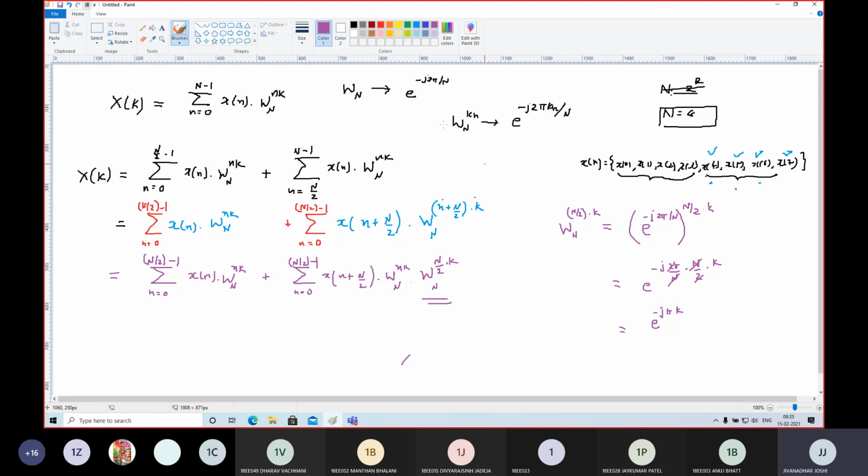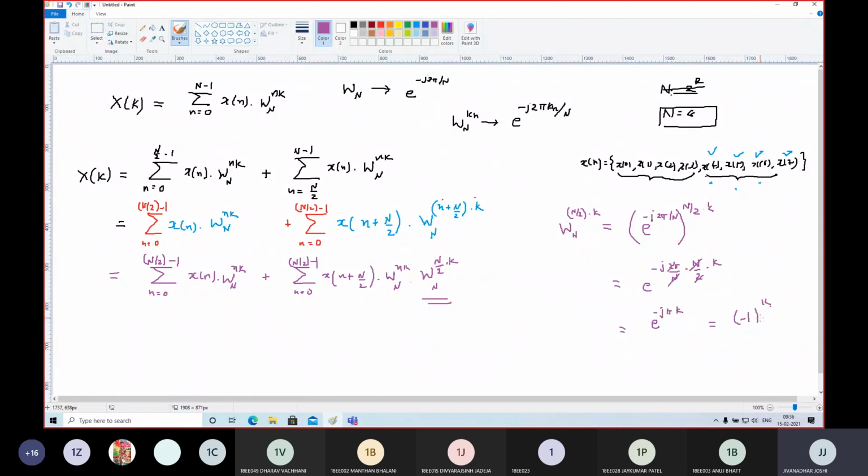Do you agree with me? Yes, sir. Okay. So sir, what is the answer for e raised to j pi k? It is equal to minus 1 raised to k. Can you tell me the reason why it is so? E raised to minus j pi k is equal to minus 1 raised to k.